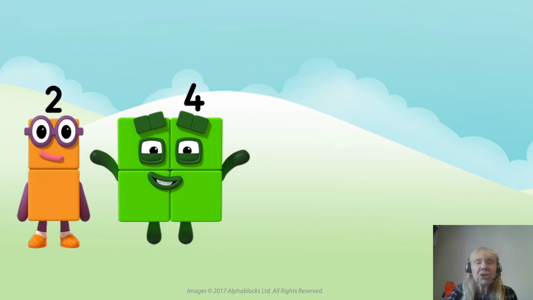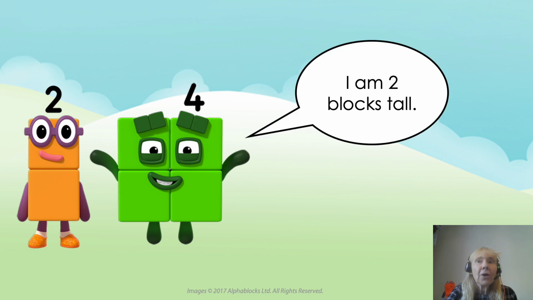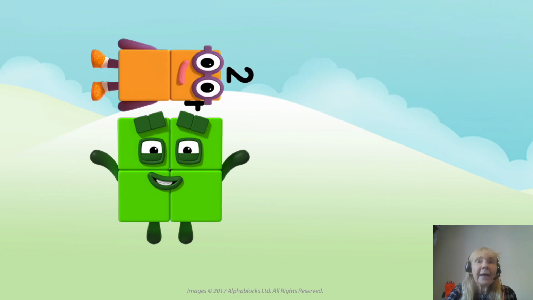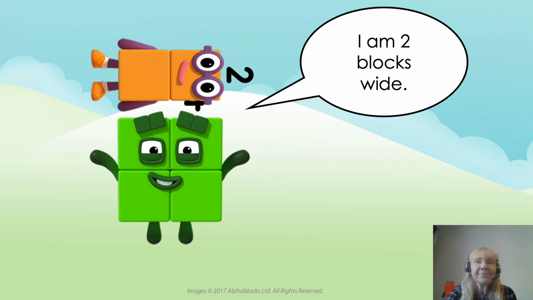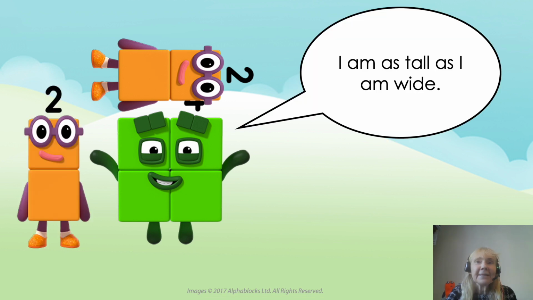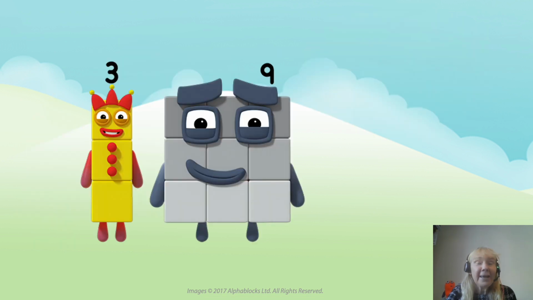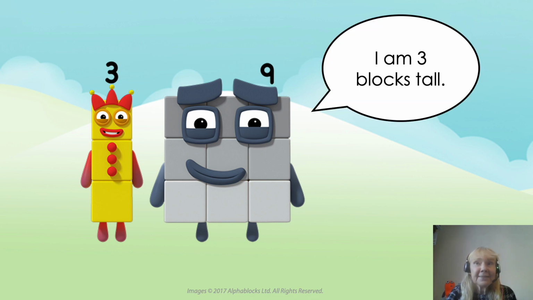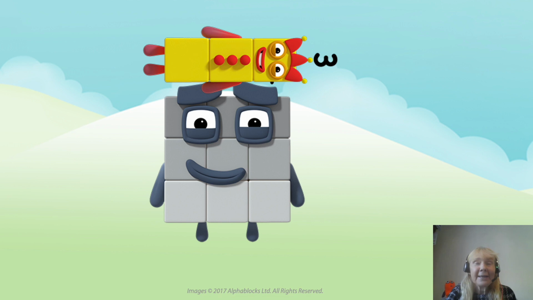There's two, just checking that four is two blocks tall, and he's also two blocks wide. And let's see if three can check that nine is three blocks tall. Yes, he is. He's three blocks tall and three blocks wide. So you might want to do a bit of checking with your squares to make sure they're the same number of blocks tall as they are wide.